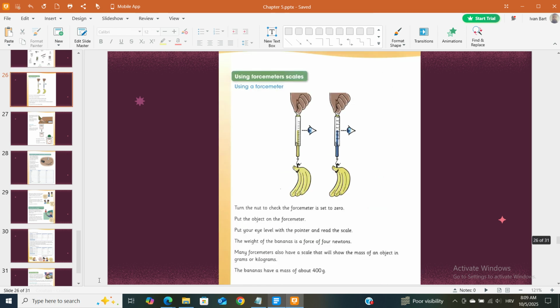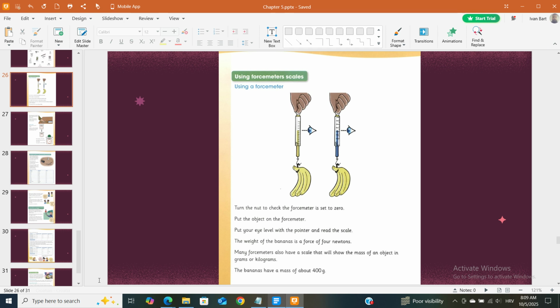Using force meters. Scales using a force meter. Turn the nut to check the force meter is set to 0. Put the object on the force meter. Put your eye level with the pointer and read the scale. The weight of the bananas is a force of 4 newtons.